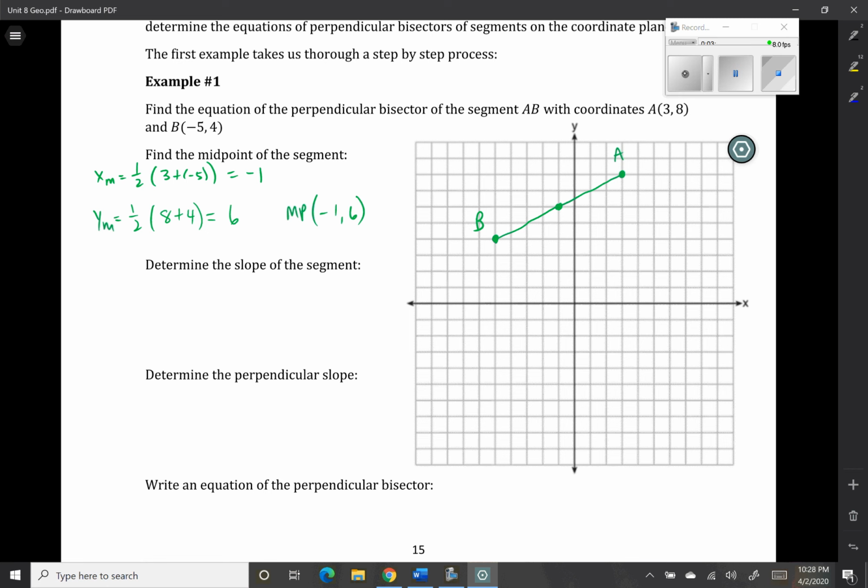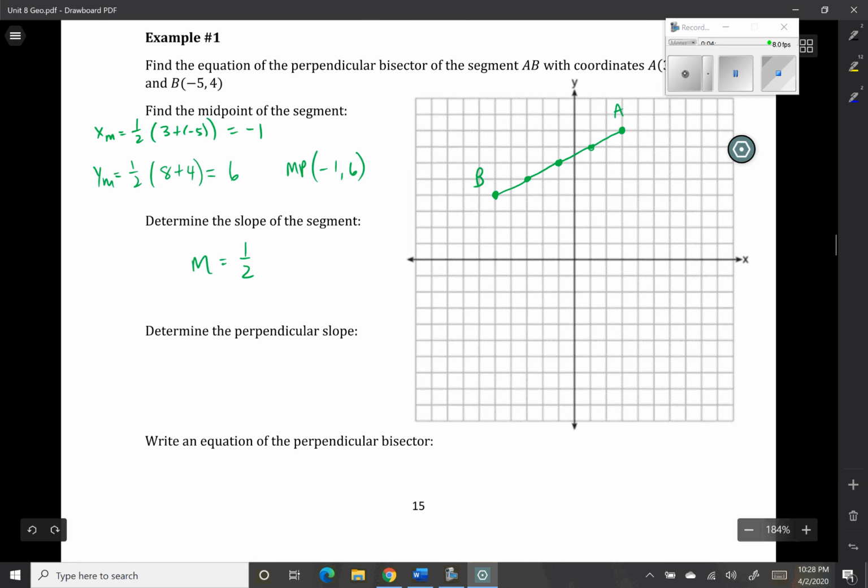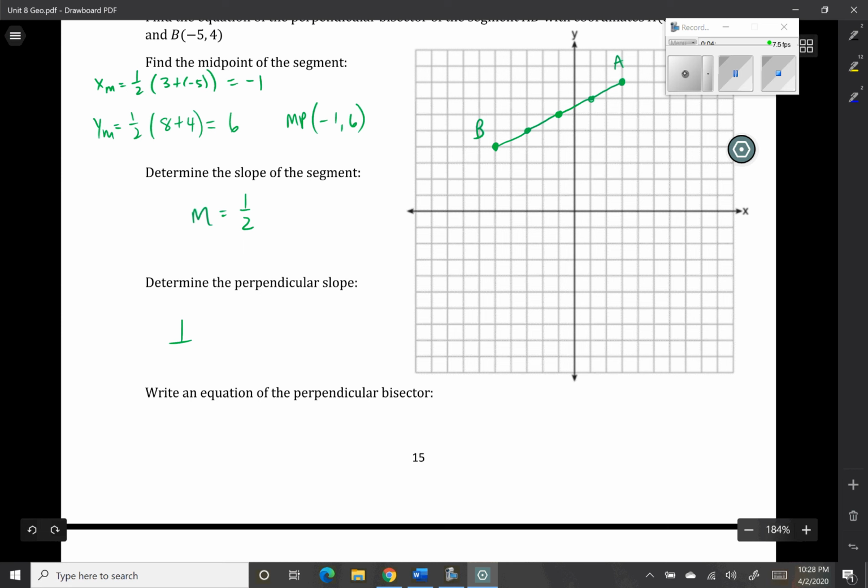And then it says to determine the slope of the segment. The slope of the segment is the rise over the run. So if I look, all of these points are right on this line if I graphed it nicely with a straight edge. So I could see the slope is up 1 to the right 2. That's how I would get from each point to the next. So the slope of this line is 1 over 2. Remember, it's rise over run. If we didn't have graph paper and I was just given the points, I could always use the slope equation as well. So if the slope of the line is 1/2, that means the perpendicular slope is -2.